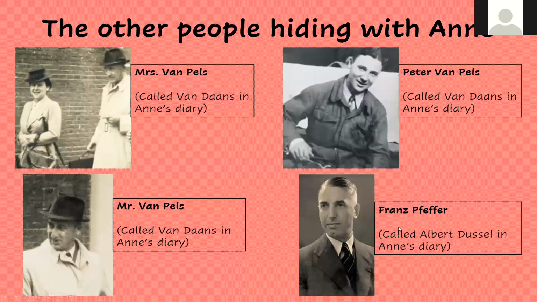Very, very proud. So, Anne Frank and her family were not hiding alone. There were other people that were also hiding. We have Mrs. Van Pels, and in Anne's diary, she was called Van Dans. We have Peter Van Pels, we have Mr. Van Pels, and we have Franz Pfeffer. These were all people that were not part of Anne Frank's family, but they were hiding with Anne Frank.